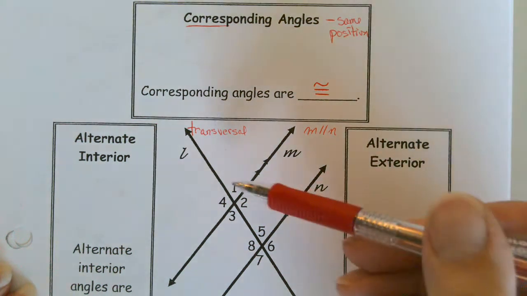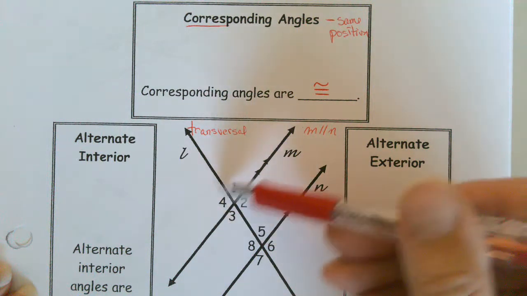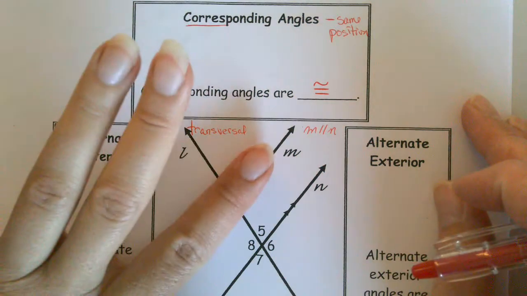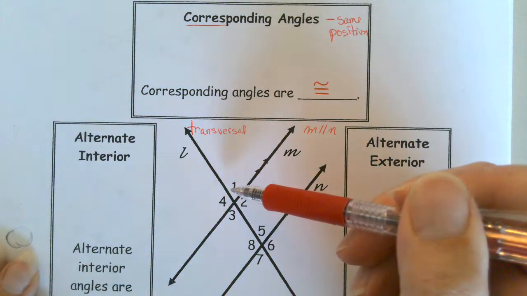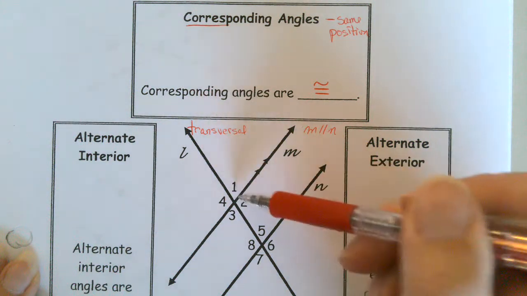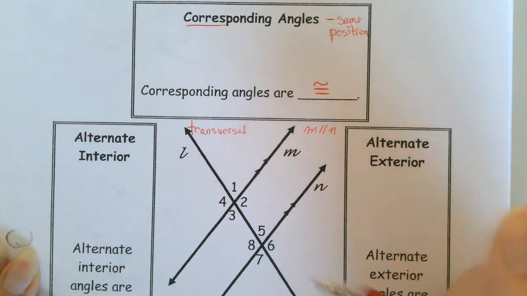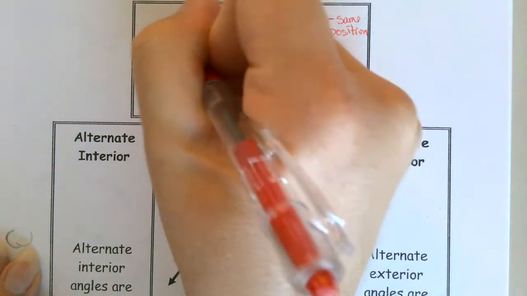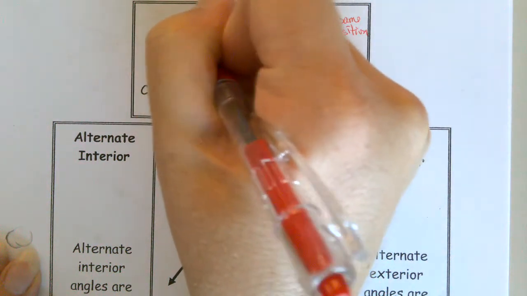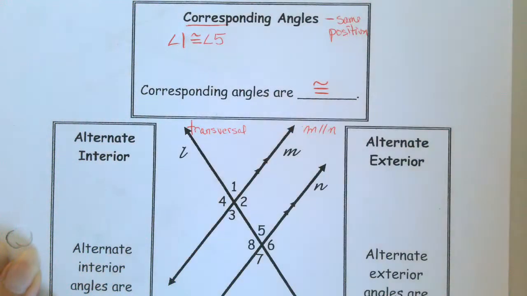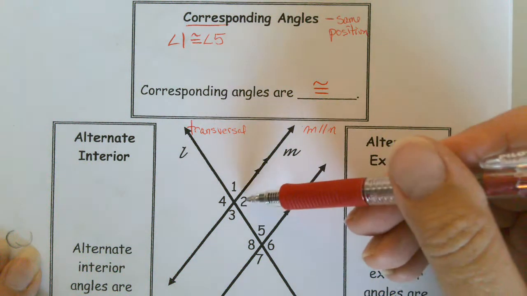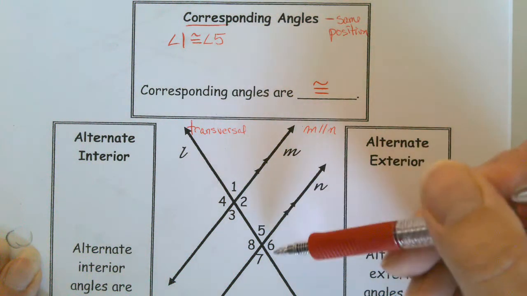So take a minute and look at your picture here. If we take these four angles and we take our line and we slide it down, angle 1 is sort of the top right of the transversal, and so is angle 5. So angle 1 is congruent to angle 5. That's the rule there.